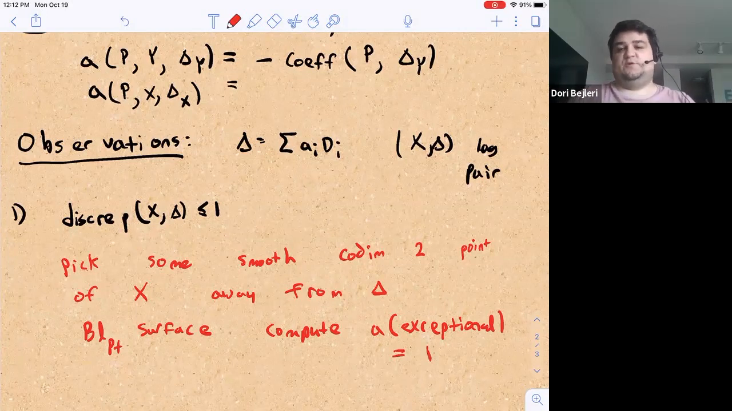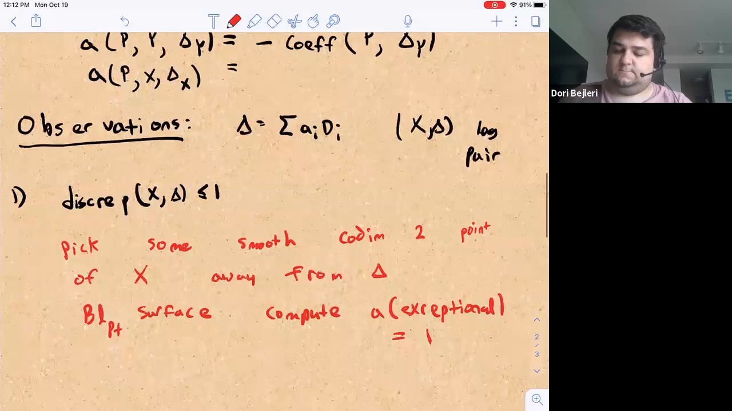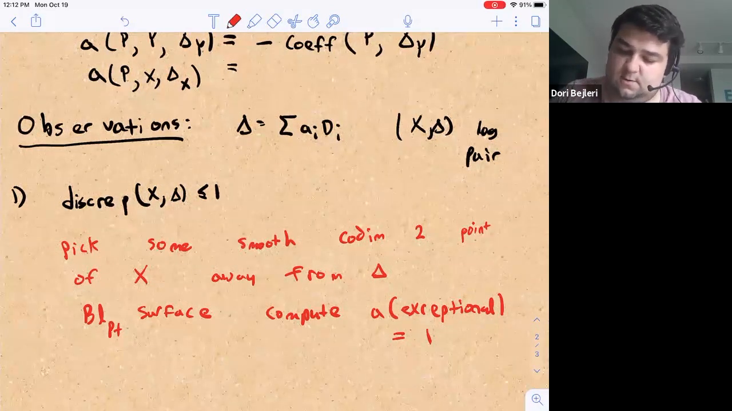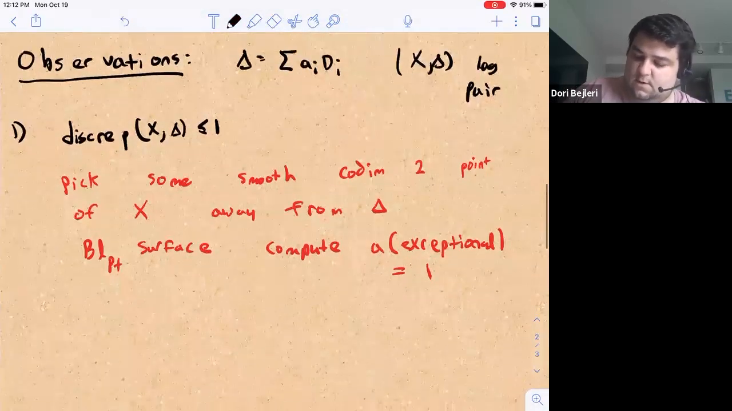So if we're just blowing up a smooth point on a surface, you just compute, because using that E squared is -1, that the discrepancy of that divisor is 1, and we can always get something that looks like this on any of our pairs by just blowing up a codimension 2 thing that's contained in the smooth locus, and that's away from delta, so we can ignore the divisor completely. So that tells us the discrepancy is at most 1, because we can always find these divisors with discrepancy 1.